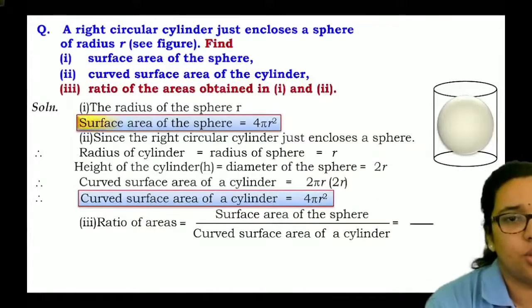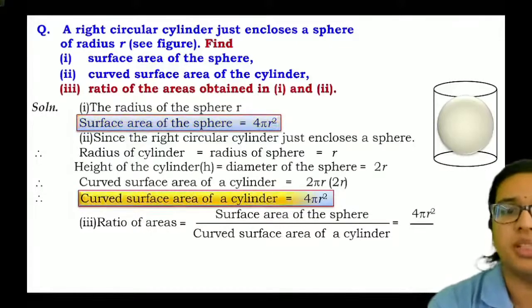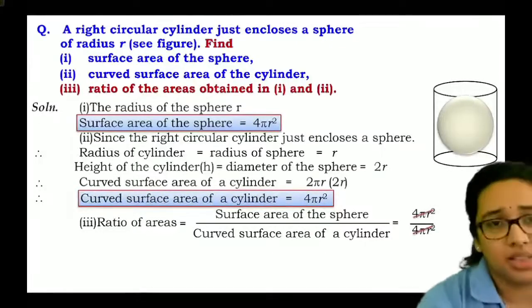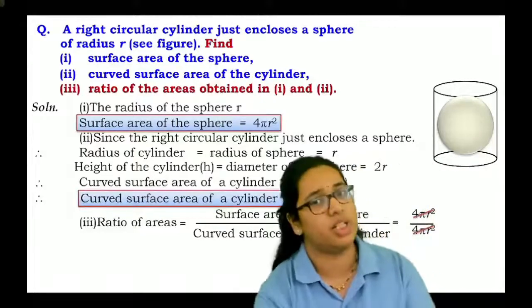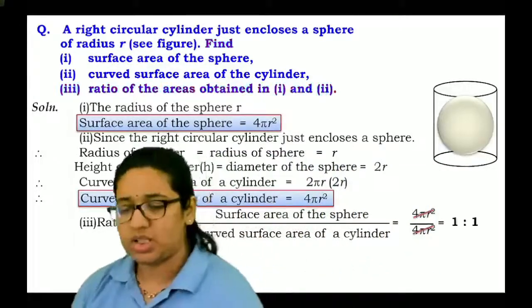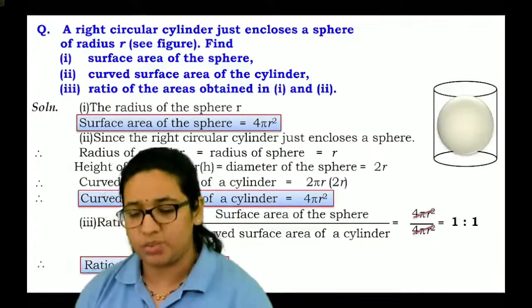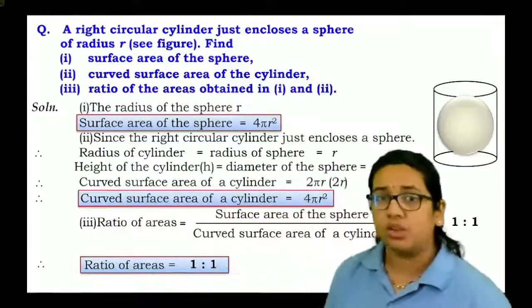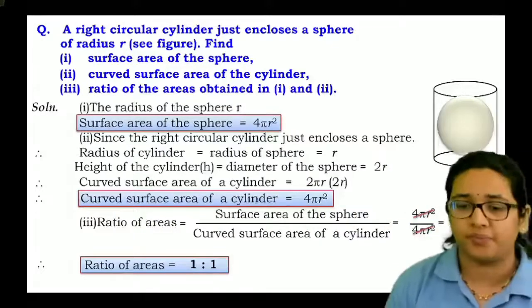Therefore, the ratio of their areas will be the surface area of the sphere, which is nothing but 4 pi r square, and the curved surface area of the cylinder, which is nothing but again 4 pi r square. So that ratio will be 1:1. That's it. So it is all about the sphere.